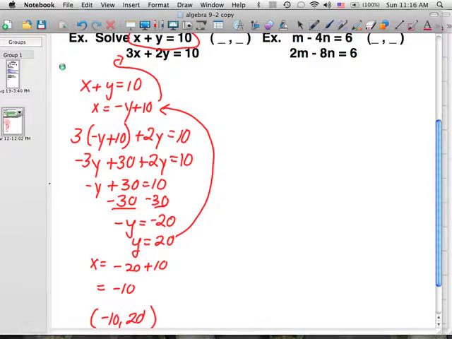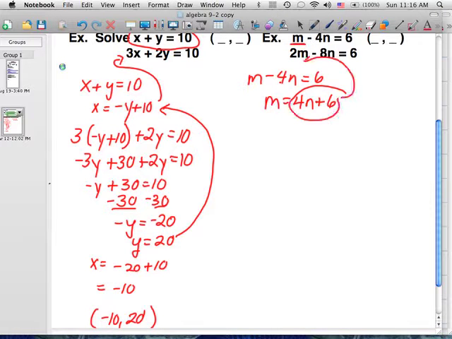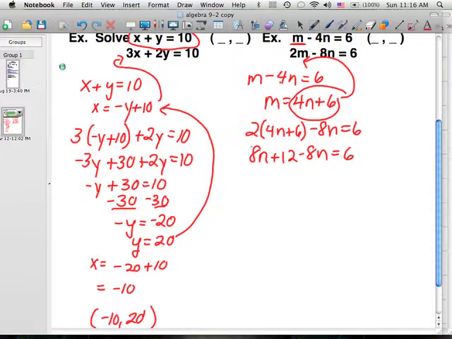This one is a little bit easier because I can see the m's by itself, so that would be the one I would solve for. So m equals, add 4n to both sides, 4n plus 6, and then I would put this in for m. So I get 2 times 4n plus 6 minus 8n equals 6. Distributive property gives me 8n plus 12 minus 8n equals 6. The 8n and the 8n cancel out, and I get 12 equals 6, which is a false statement, so there's no solution. These lines must be parallel.